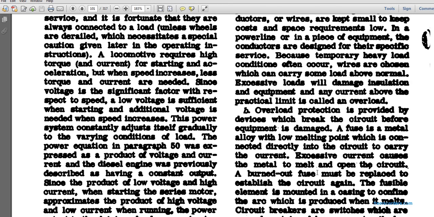Overload protection is provided with devices which break the circuit before the equipment is damaged. A fuse is a metal alloy with a low melting point, connected directly in the circuit, carrying the current. Excessive current causes the metal to melt and open the circuit. The burned-out fuse must be replaced to establish the circuit again.